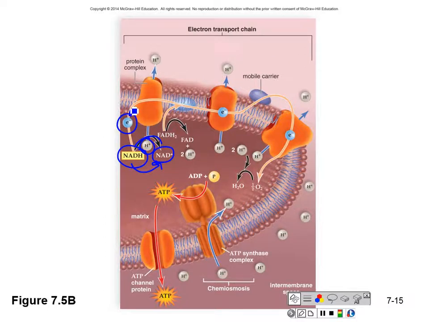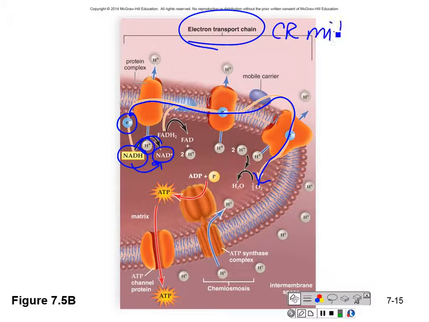So the electron travels through these complexes and comes out. This is all the electron transport chain. We've seen this before, right? But this is in cellular respiration, in the mitochondria. We saw it when we talked about photosynthesis. We saw this in the thylakoid membrane, right?